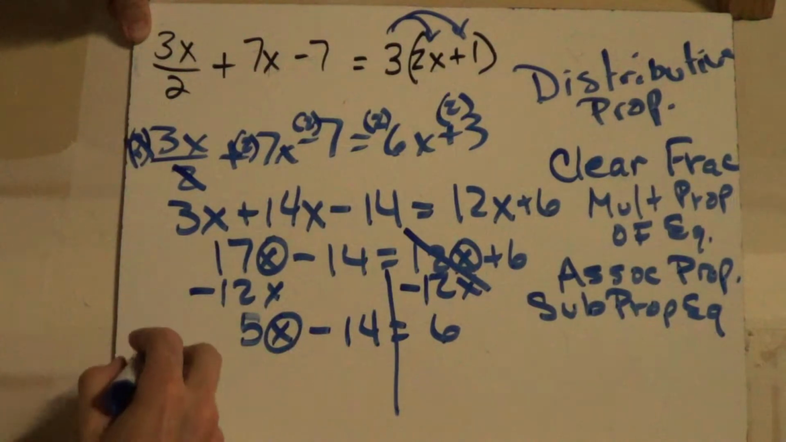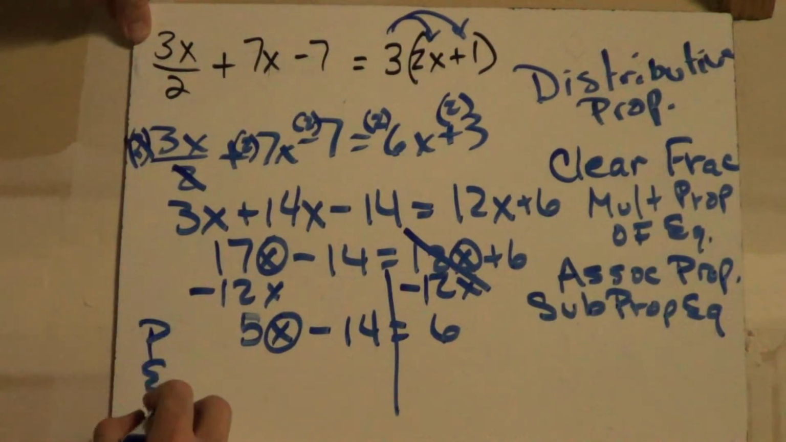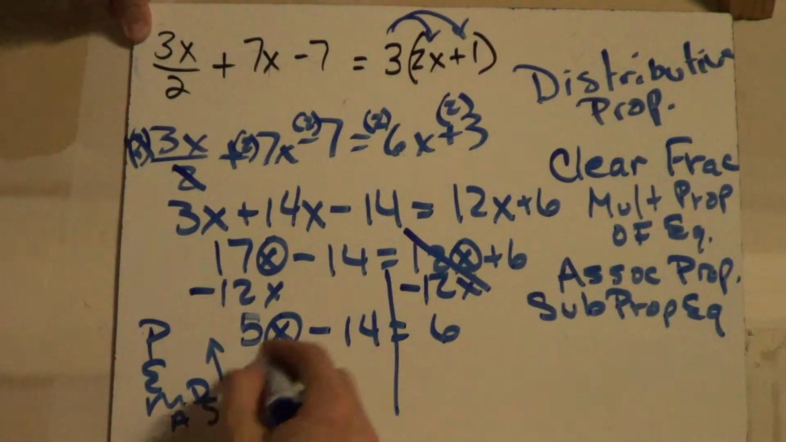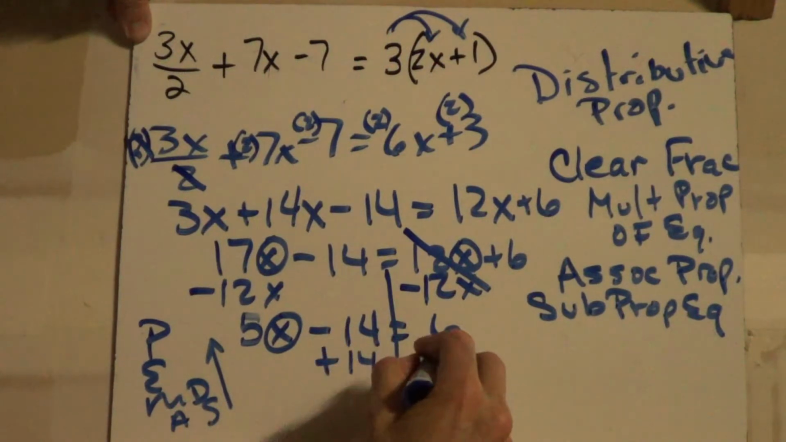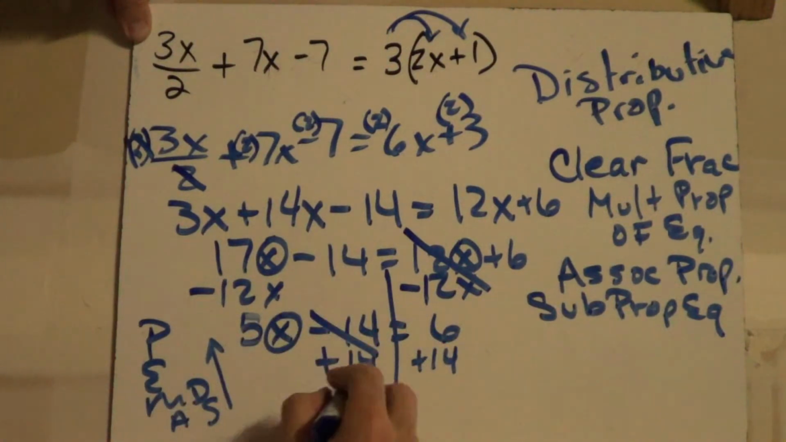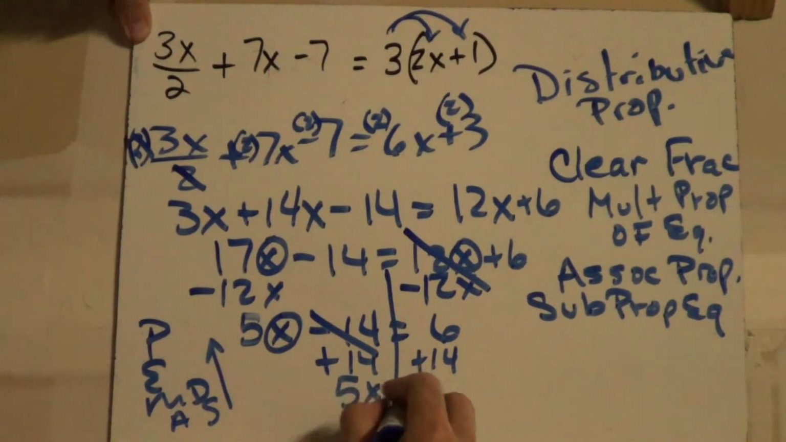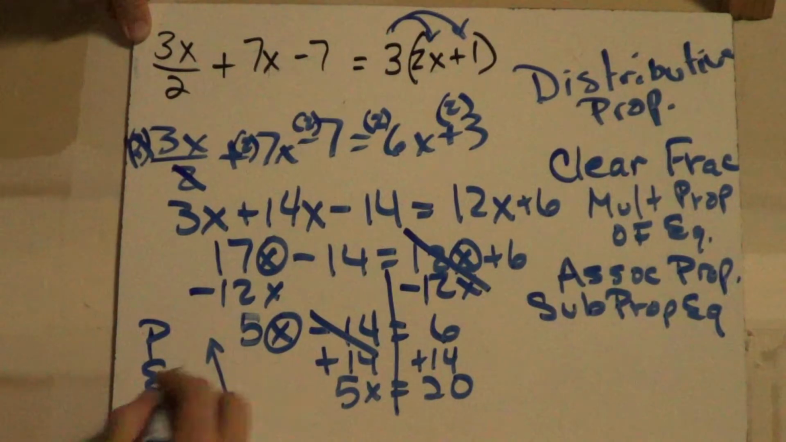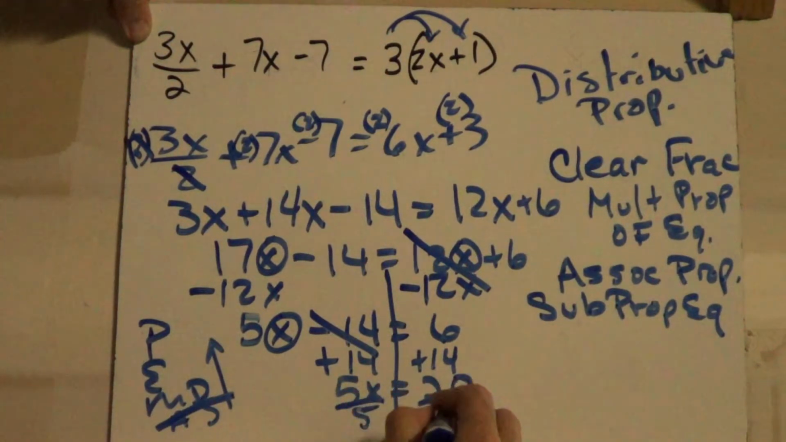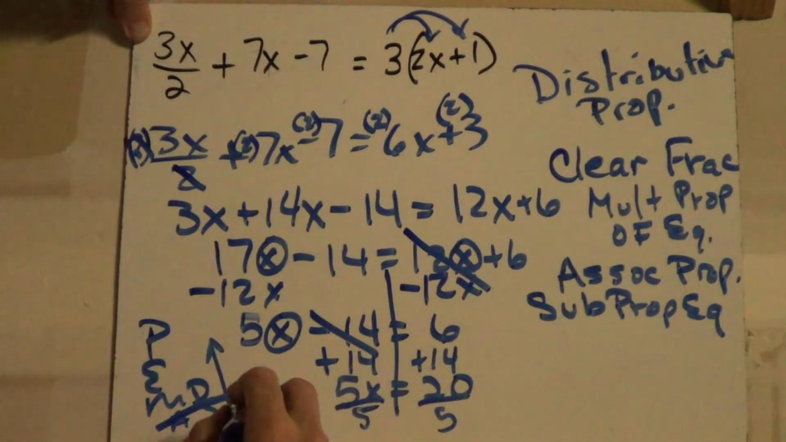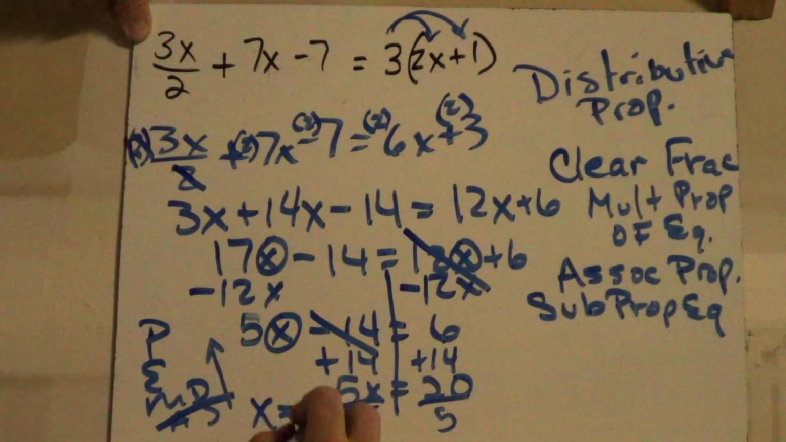What's being subtracted now, we can go up the PEMDAS. What's being added or subtracted to the creepy dude is 14. We do the opposite. This wipes out. We get 5x equals 20. And we're done with add, subtract. Now we're at multiply, divide. It's being multiplied, so we divide by 5. And we find that x equals 4.